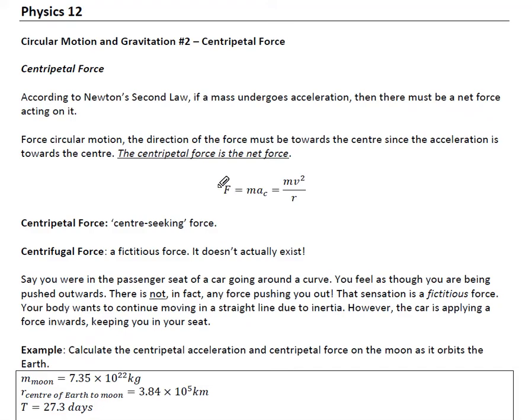Okay, day 2 of circular motion. So now we're just going to incorporate that force. Before, we saw centripetal acceleration, AC, is equal to V squared over R. If we want to make that a force, we just have to multiply by mass. So we can see force is mass times AC, or mass times V squared over R.